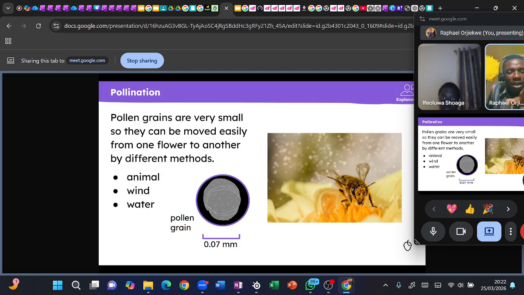You see that my background is carrying the picture of a bee. So this bee is a very good pollinator. It's an agent of pollination. Wind is also another one, and water is also another one. So those flowers that are not so beautiful are pollinated mostly by water and wind. But the ones that are beautiful attract these insects to themselves.